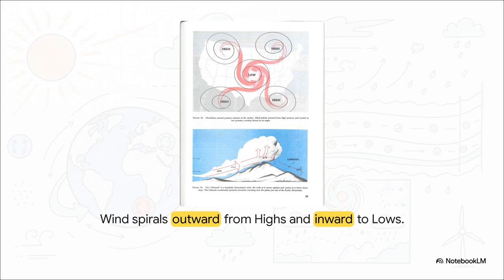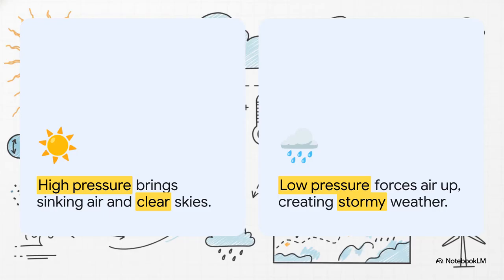Thanks to our good friend the Coriolis force, combined with the slowing drag of surface friction, air doesn't just flow straight from the high to the low. Instead, we see wind spiraling clockwise and spiraling outward away from high-pressure systems. Meanwhile, it spirals counterclockwise and inward toward low-pressure systems. And the direction of that spiral dictates your weather.